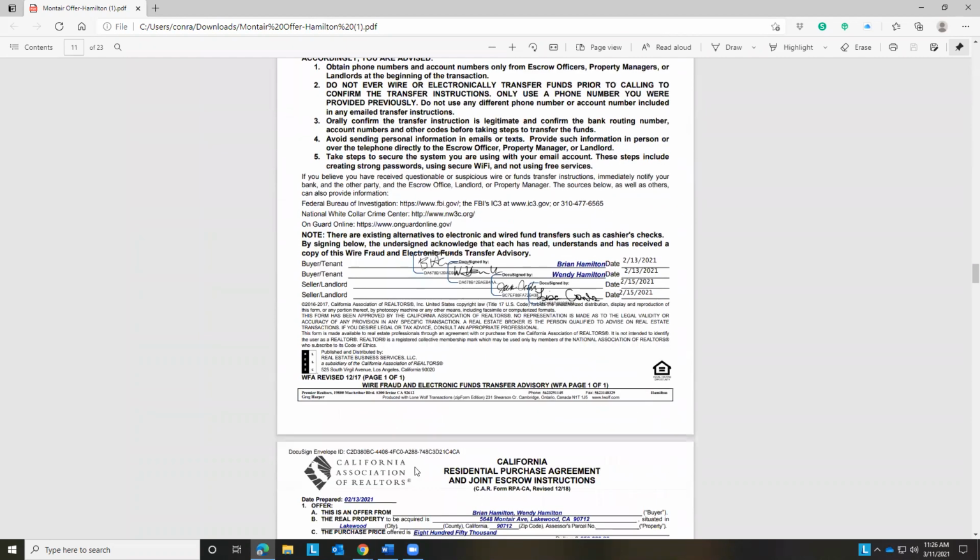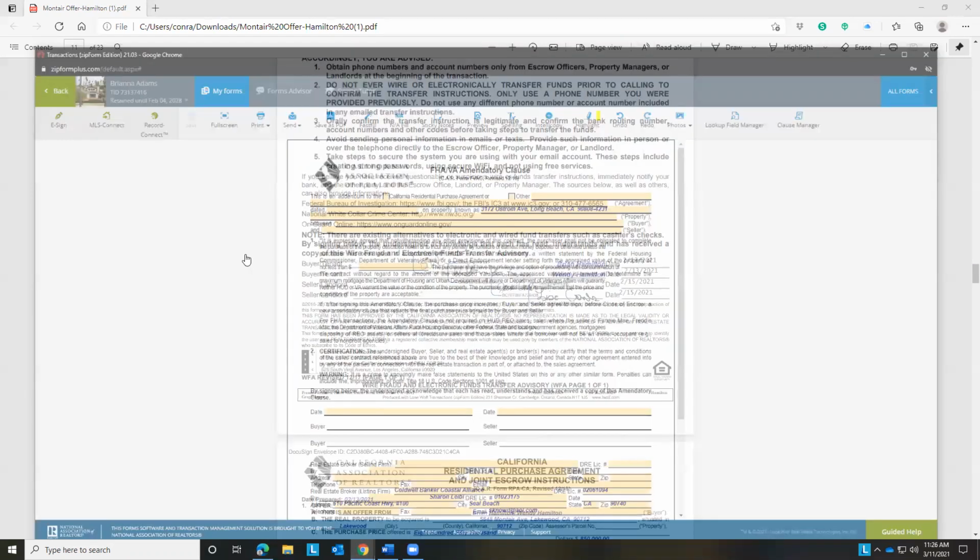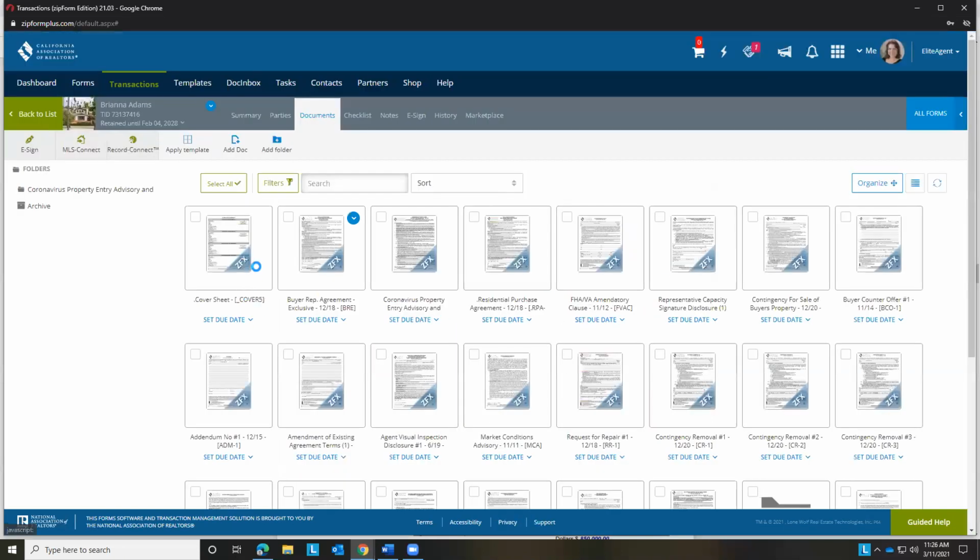You all know that if you use templates and in the cover sheet, you have all your information filled out, that it will auto-populate on all the forms you have. And if you do MLS Connect, it should auto-populate all the information from the other agent. So that way you don't have to write it in on all your forms. It's already there for you.